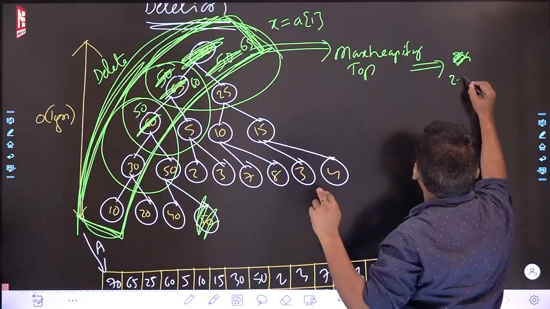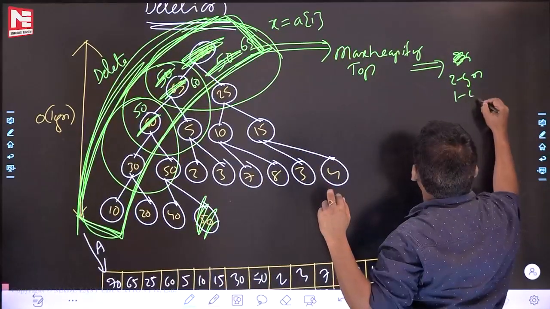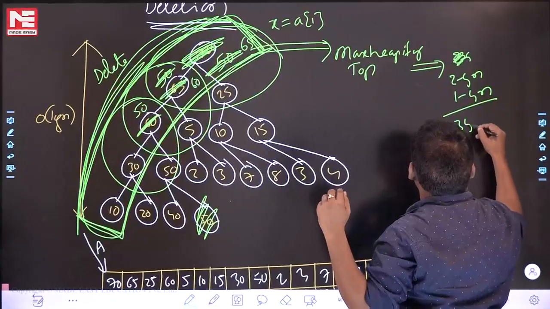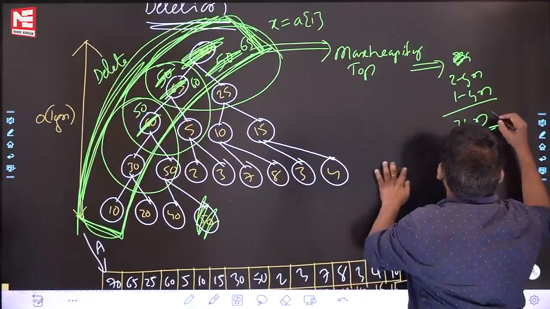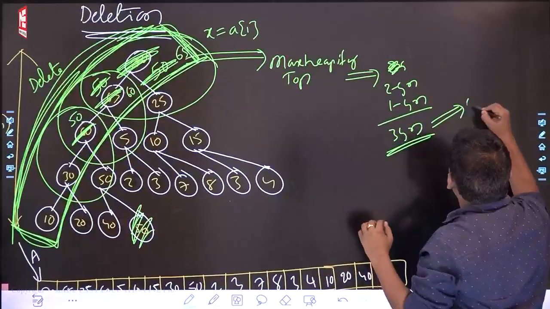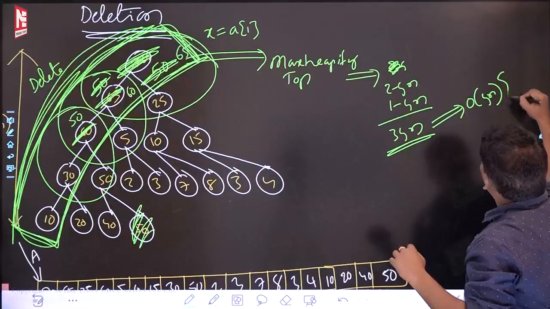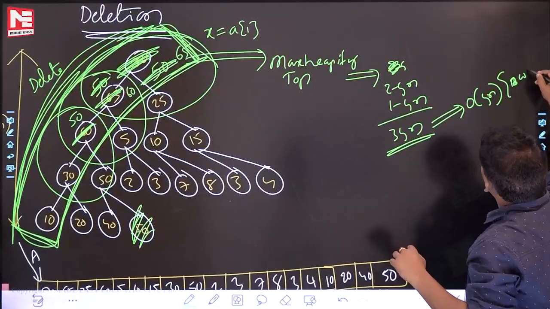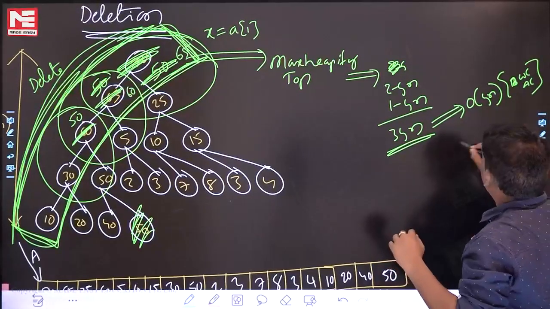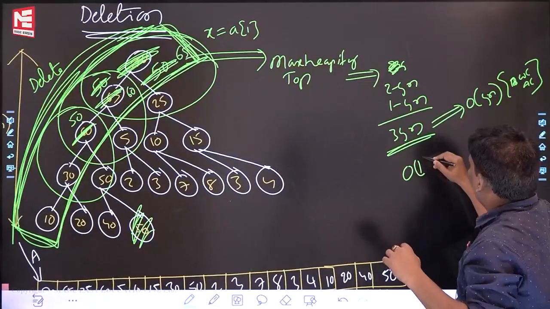Everywhere 2 comparisons, 1 swap, totally 3. Let me write now. So 2 log n comparisons, 1 log n swaps, totally 3 log n. Right? So what is the answer? Order of log n, worst case and average case. Next one, order of 1, best case.